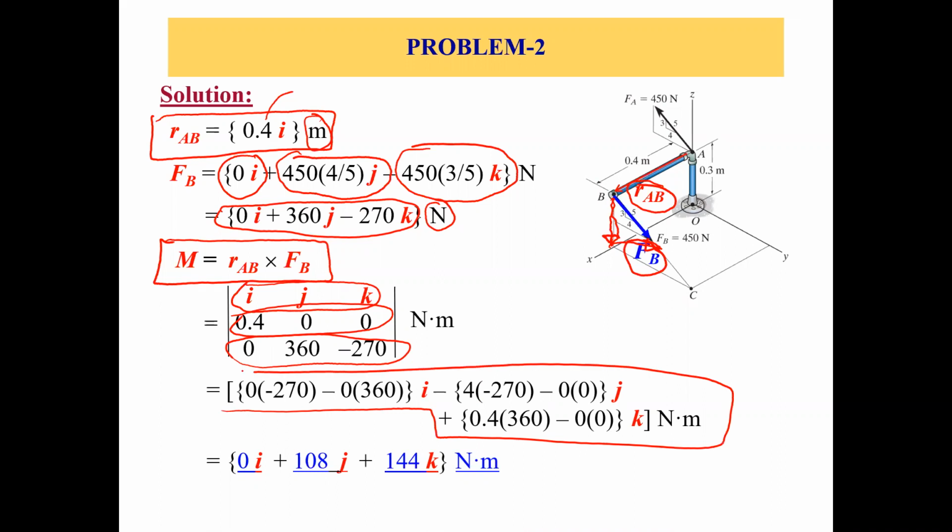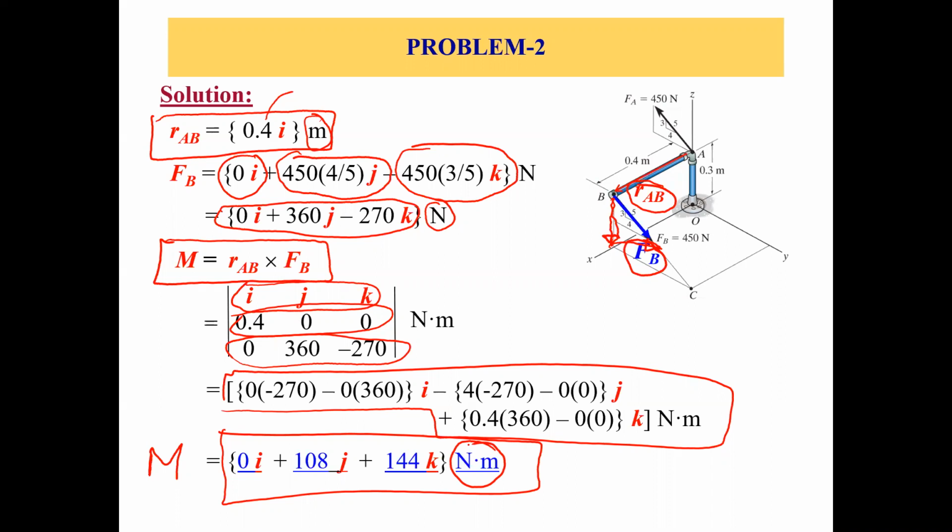Right? If you do that, what do you get? You get this guy, which is the moment in vector form: 0i plus 108j plus 144k. And again, don't forget to write the units, because the units mean a lot. Without these units, there's no meaning, right? In your test, in your homeworks, in your further work, in any of your courses, always remember to put the units, because without units, there's no meaning.